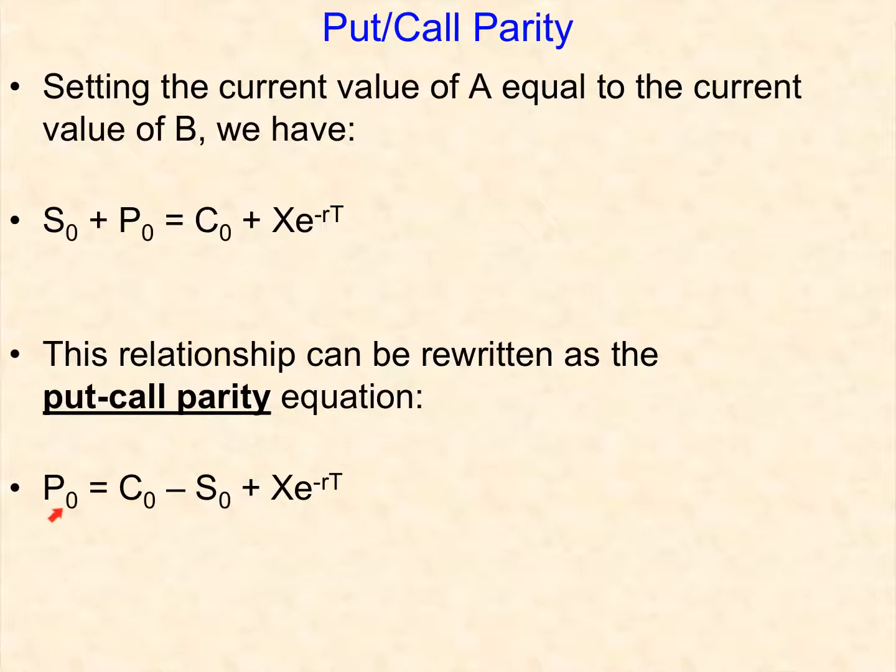When we solve for the put option value, we have the put-call parity relationship. It says the value of a put option is the value of a call minus the stock price plus the present value of the exercise price. This concludes our examination of put-call parity.